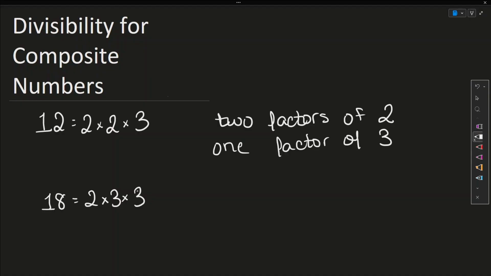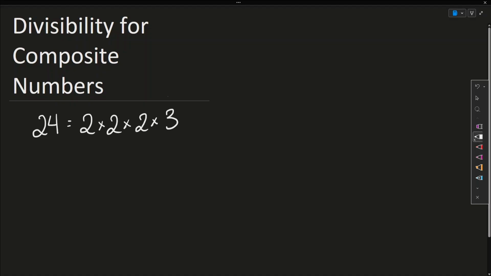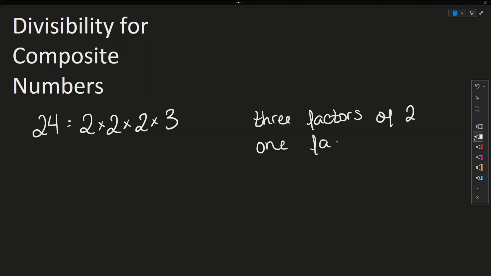Now, let's create a divisibility rule for 24 and justify it. First, let's find the prime factorization of 24. 24 is 2 times 2 times 2 times 3. So a number is divisible by 24 if its prime factorization contains 3 factors of 2 and also 1 factor of 3.